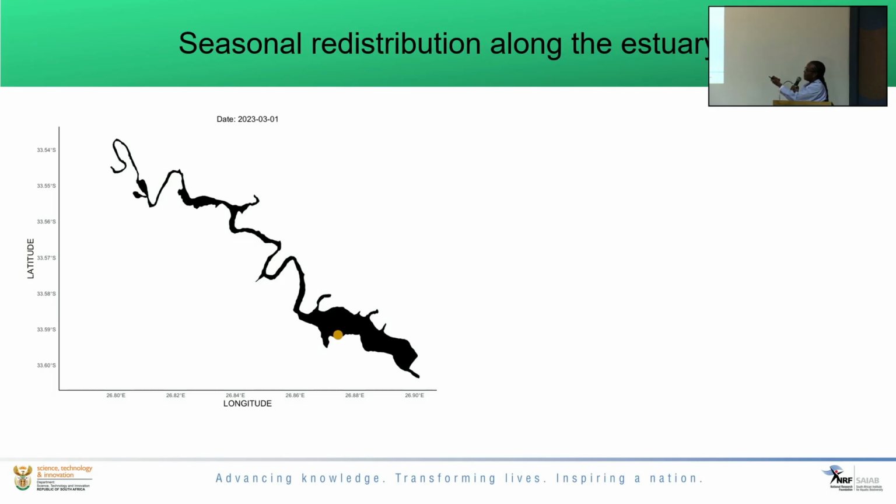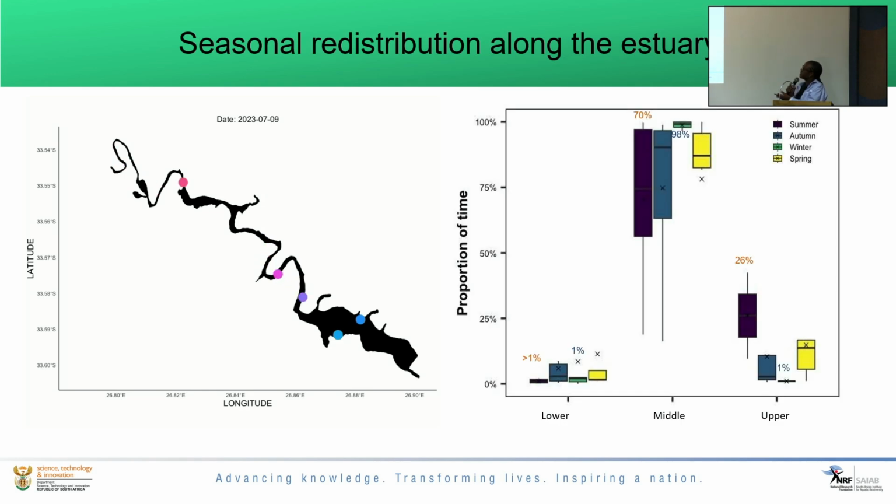Okay. So this just shows the general movement of individual fish over time. If you look at it, you could think that the fish are generally using the entire estuary over the course of the year. But when we divided this into seasons, yes, they do use the whole estuary, but the proportion of time that they spend in different parts of the estuary changes according to season.